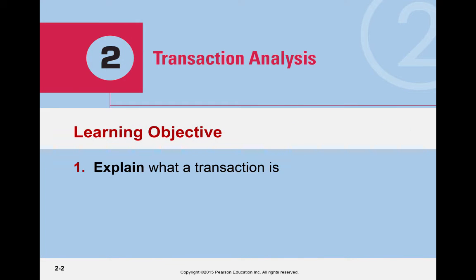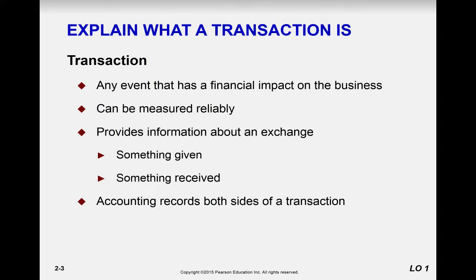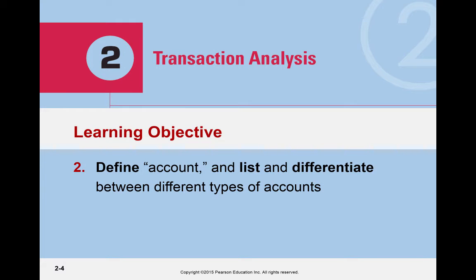Chapter 2 talks about transaction analysis. First, we're going to explain what a transaction is. It is basically any event that has a financial impact on the business. It can be reasonably measured, and it's basically an exchange. So what the accounting record does is record both sides of that transaction.